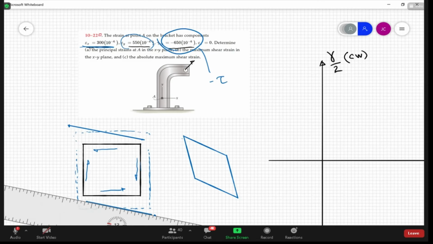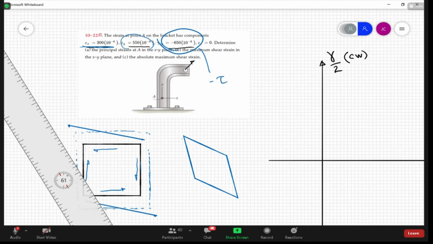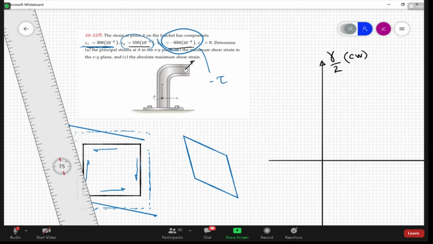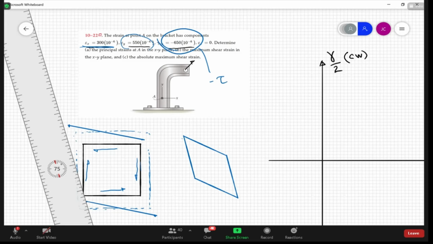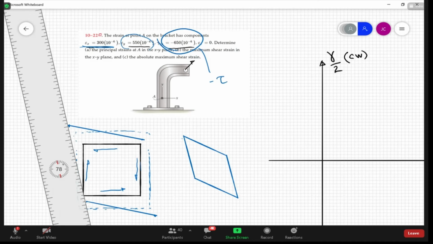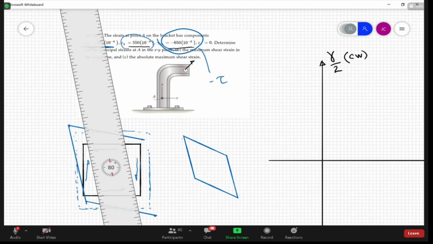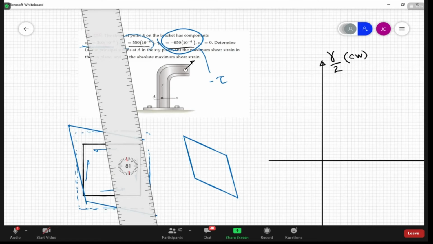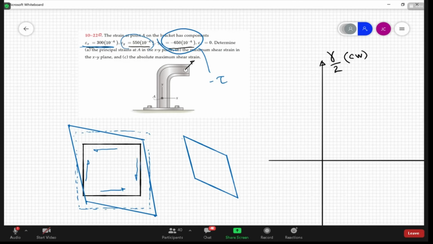So the strain is going to look something like this. Probably this is very much exaggerated, right? Because these things are all times 10 to the minus 6, all in microstrain units. But if you really wanted to, I won't do it here, you could do all the trig and figure out exactly what the angle change is due to that shear strain. But ballpark, this is what we got, okay?